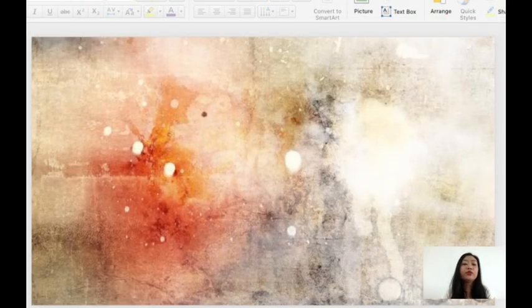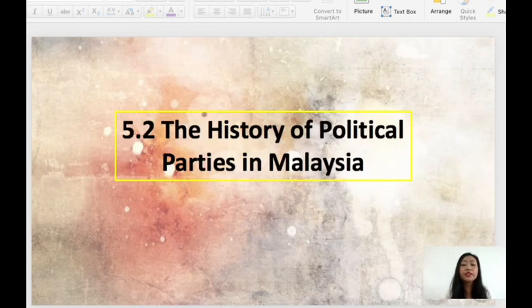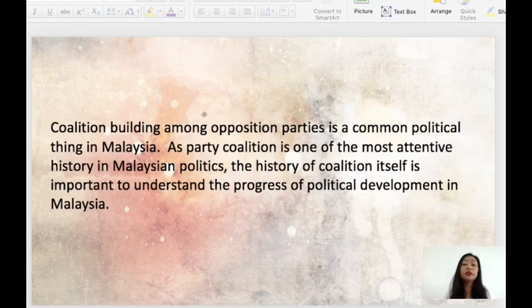Alright class, we move on to the next one, which is the history of political parties in Malaysia. Okay, coalition building among opposition parties is a common political thing in Malaysia, as party coalition is one of the most attentive history in Malaysian politics. The history of coalition itself is important to understand the progress of political development in Malaysia.